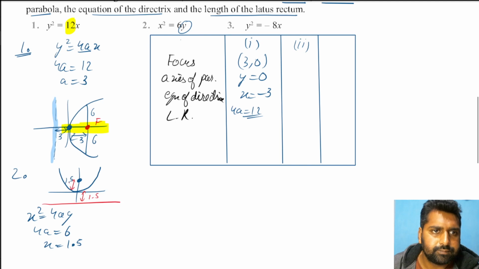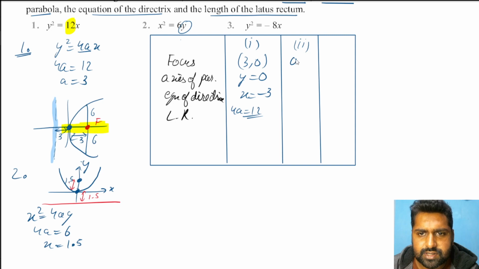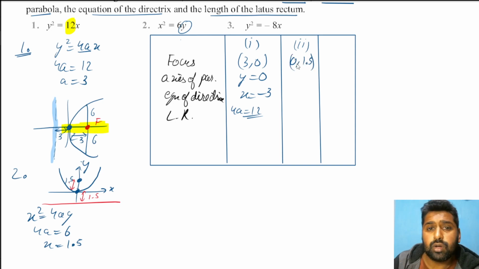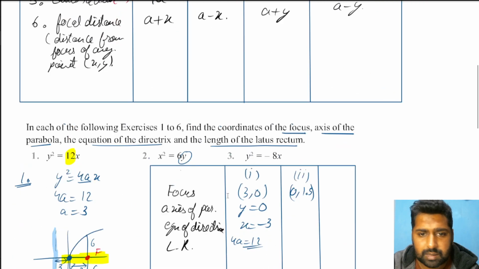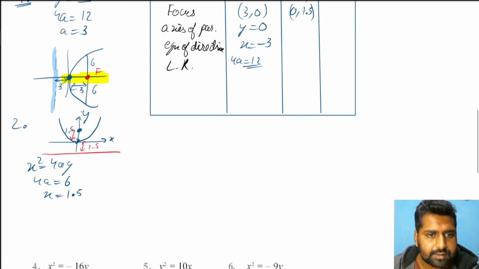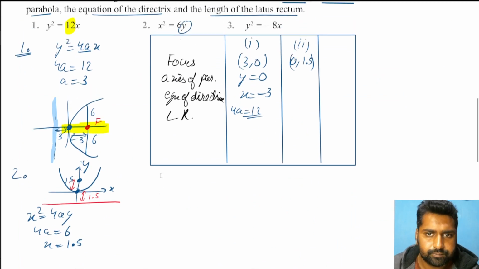All right, let's see. The focus is above, this is the origin, x-axis, y-axis. So focus is above at 1.5 distance, so the coordinate will be 0 comma 1.5. See, I'm not using this table now as such. This table was from an understanding point of view. I'm just plotting this, that this distance is a, this distance is a, and writing accordingly.